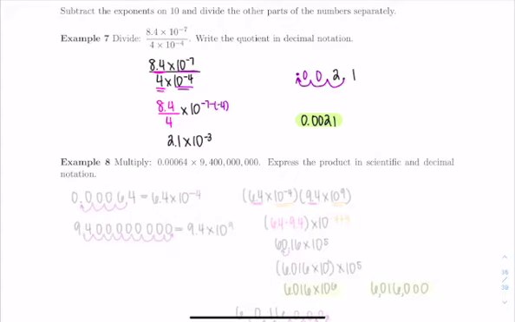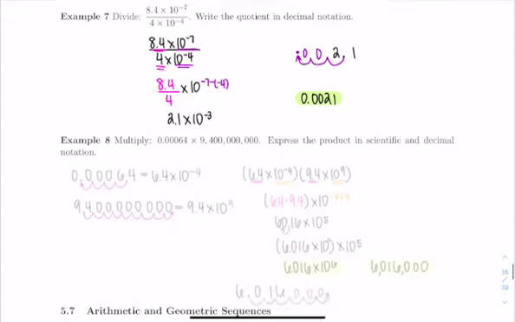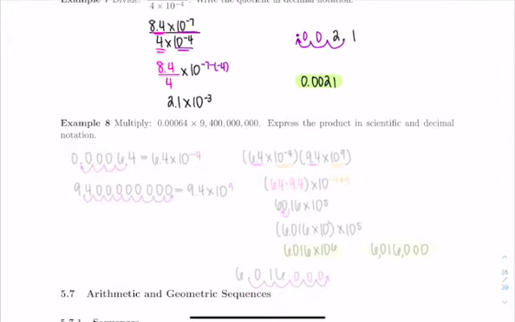And for the last one, we have 0.00064 times a really long number, 940000000. We want to express the product in scientific notation and decimal notation. The first thing we want to do is convert these to scientific notation because they're just super long.